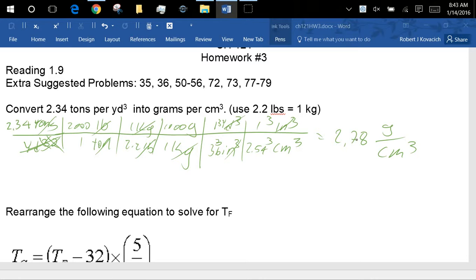Three significant figures in that 2.34 yards or tons per yard cubed. So then, yeah, 3 sig figs. Questions about that one? Okay.